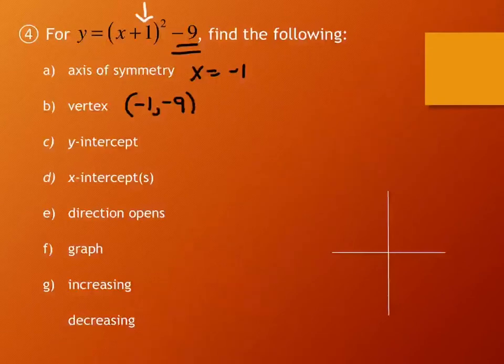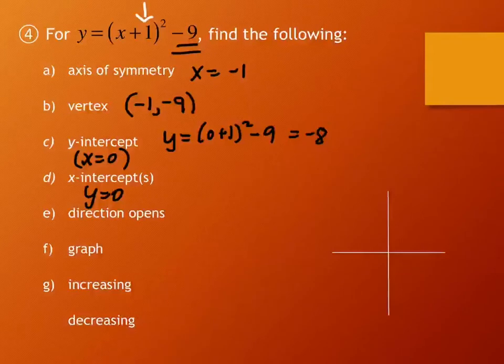Now we don't get x-intercepts and y-intercepts for free in this form either. You still have to plug in, right? So y-intercept is x equals 0, and the x-intercept is y equals 0. So you do still have to do a little work on that. Our y-intercept is not too bad because if we let x equal 0, we have 0 plus 1 squared, which is 1, and then 1 minus 9 would give me -8.